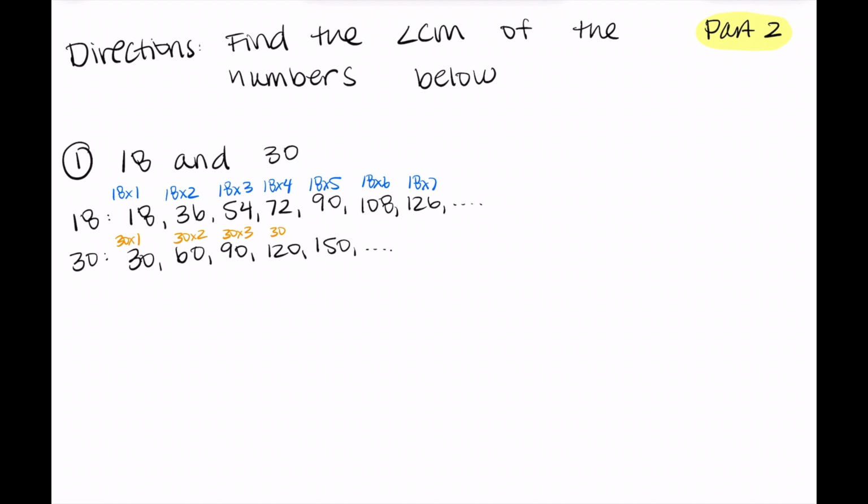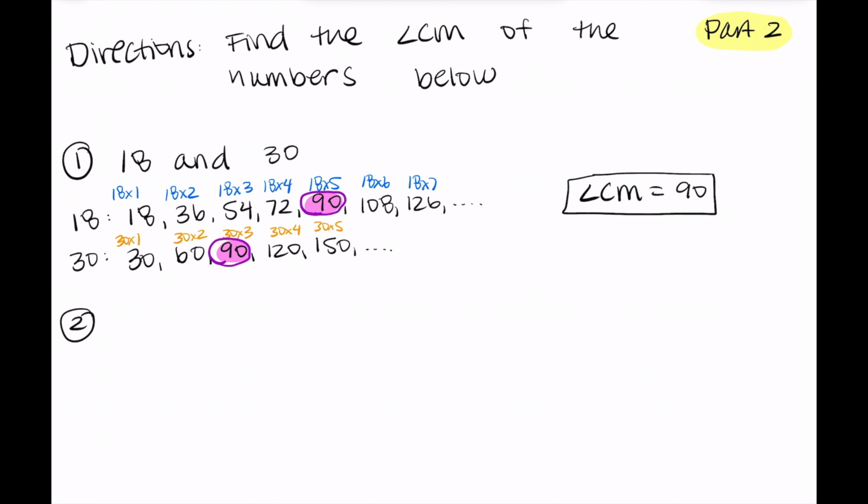The multiples of 30 are a little bit easier to see. They would be 30, 60, 90, 120, and 150. Now, if we compare here, we're going to see what multiples they have in common. The 90 is what they both share, right? And the 90 is the least common multiple here because it is the multiple that they both have in common and it has the least value.